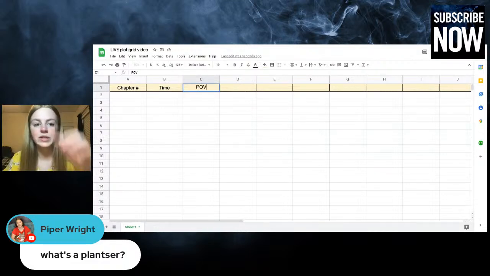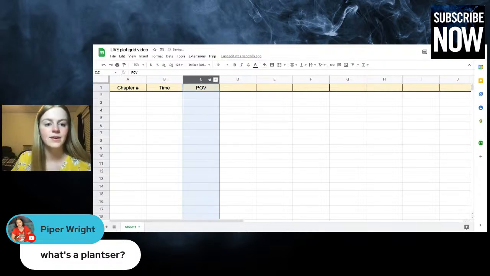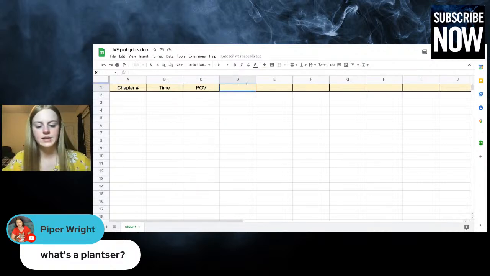I also do POV character. This is also something that we want to maybe consider for this book, is doing dual points of view, like half the chapters are from Zach's point of view and half the chapters are from Eric's point of view. Something to consider.